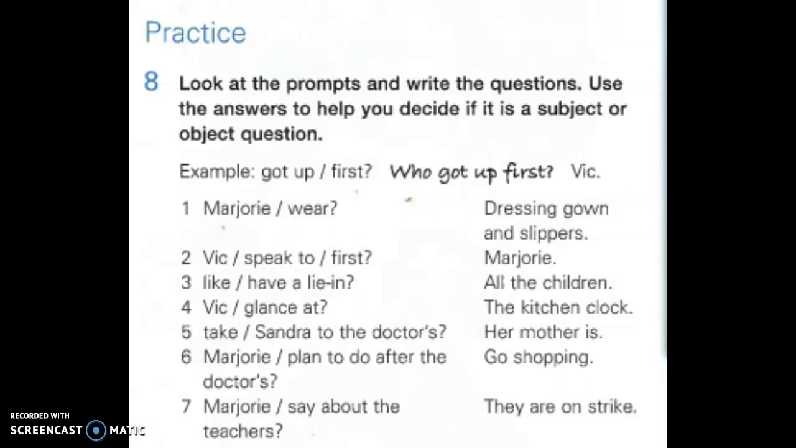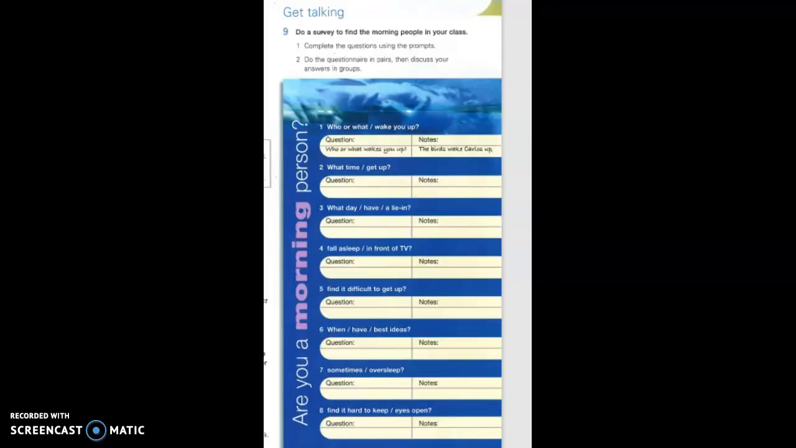Now it's time for some freer speaking practice. The book suggests in exercise 9 doing a survey to find the morning people in your class. Part 1 of the activity is to write the questions. So the students have 8 questions. Again, if you're running short of time, you might want to reduce the number of questions that you're asking them to complete. They're given prompts and they write the full question first of all.